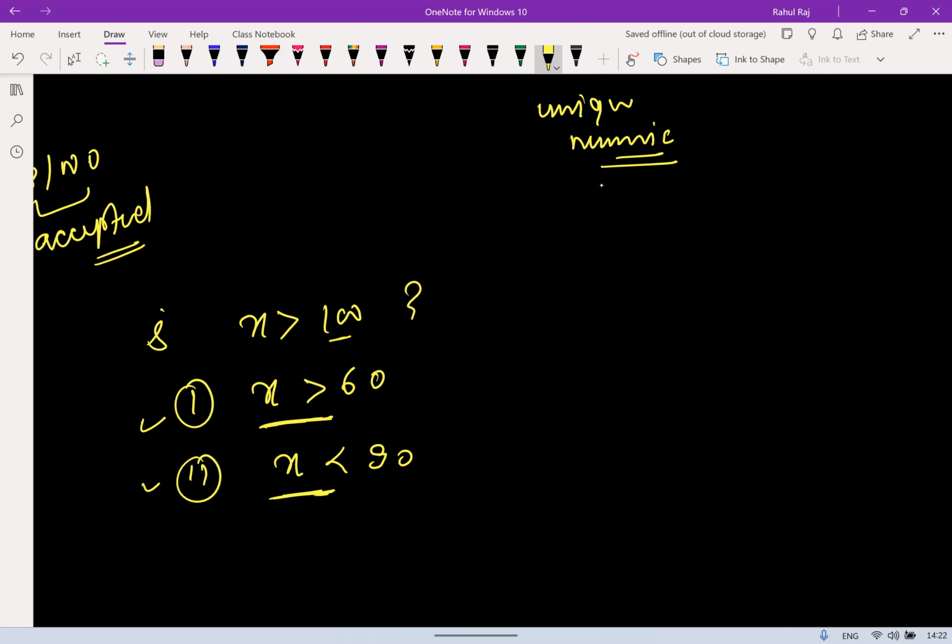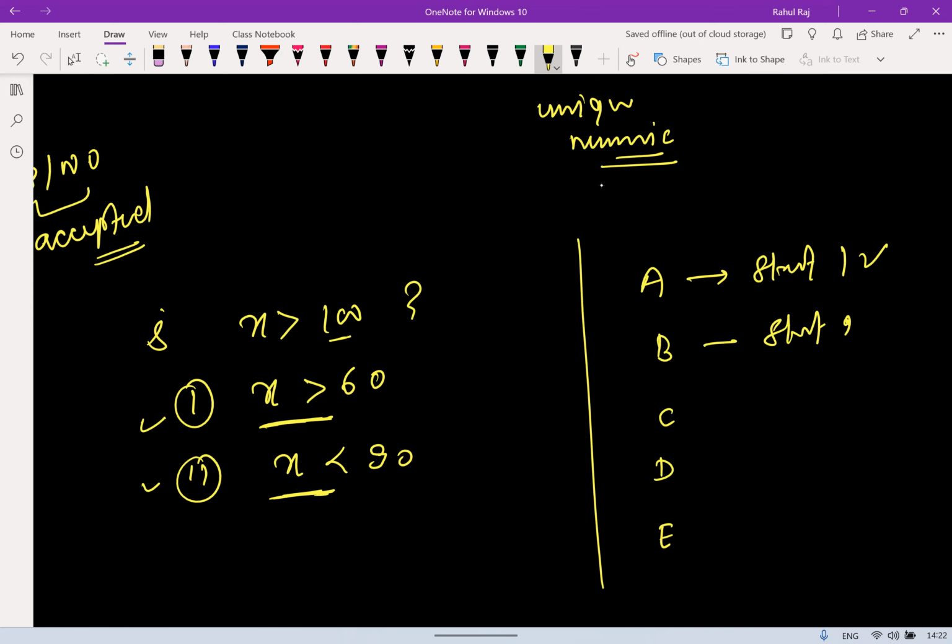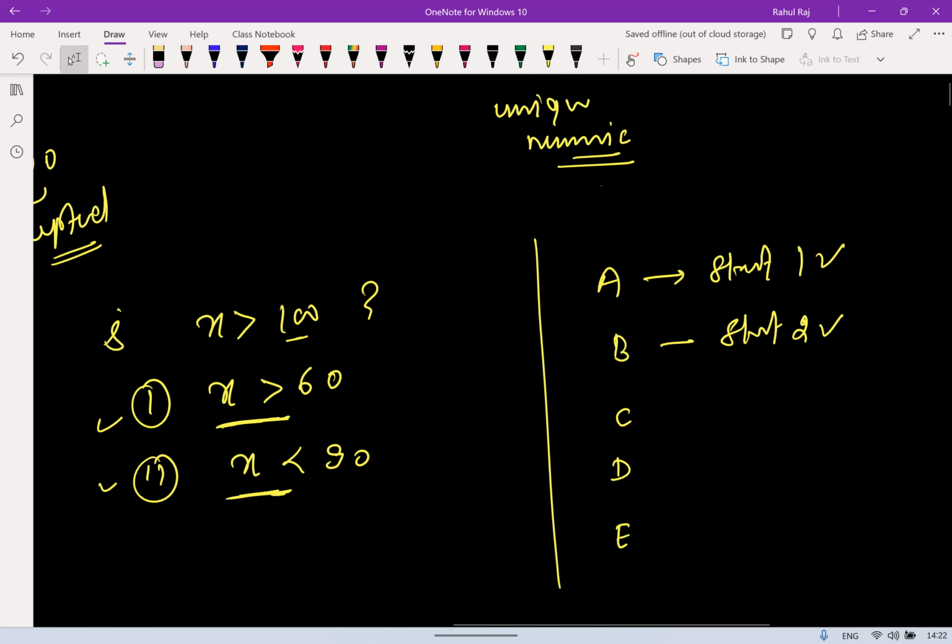Simple logic. So imagine the question is: is x greater than 100? Statement number 1 says x is greater than 60, statement number 2 says x is less than 90, and there are 5 options in front of you, A, B, C, D, E. A says statement number 1 alone is sufficient to answer the question. B says statement number 2 alone is sufficient to answer the question. C says statement number 1 plus 2 combined are sufficient to answer the question. D says statement 1 alone is sufficient and statement 2 alone is sufficient. E says none of these.